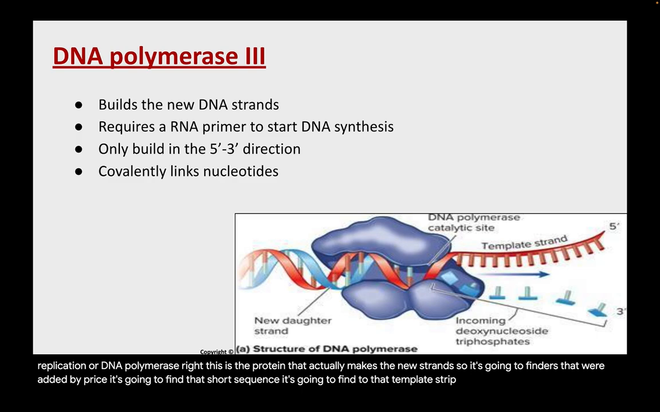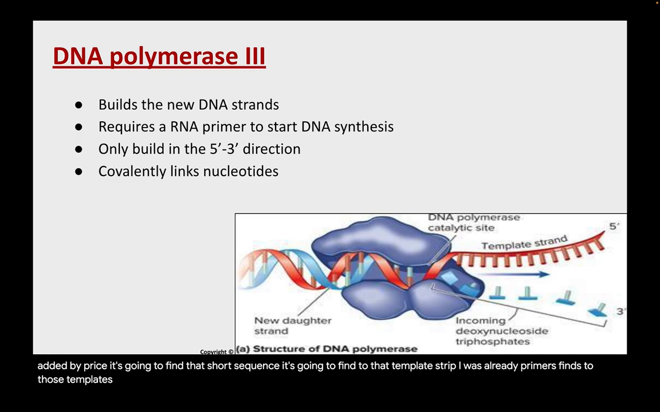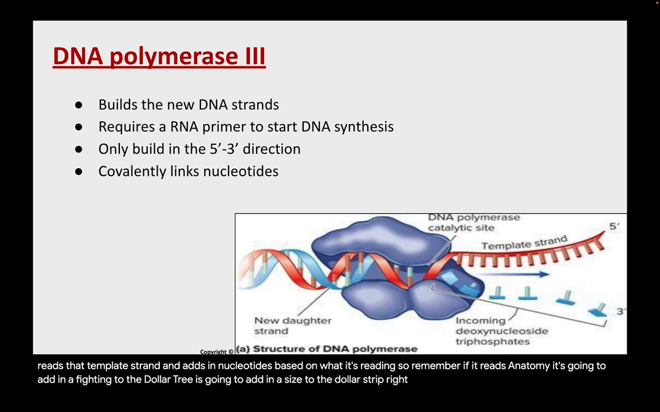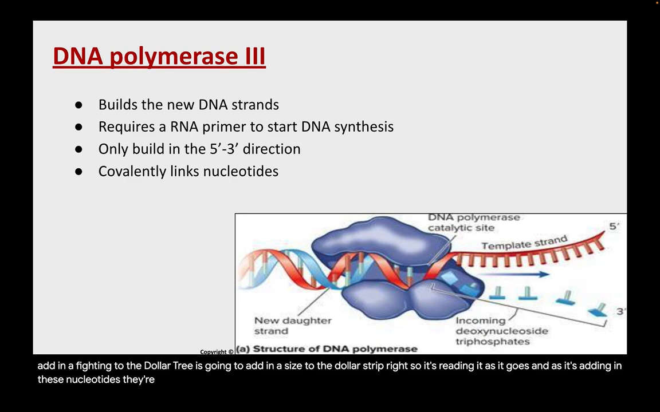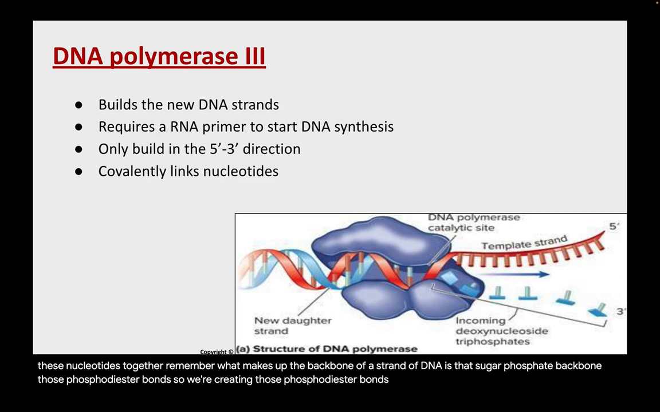So it has to find those RNA primers, it binds to those template strands, and then it reads that template strand, right, and adds in nucleotides based on what it's reading. So remember, if it reads an adenine, it's going to add in a thymine to the daughter strand. Guanine, it's going to add in a cytosine to the daughter strand, right? So it's reading as it goes, and as it's adding in these nucleotides, they're covalently being bonded together. Remember, what makes up the backbone of a strand of DNA is that sugar phosphate backbone, right? Those phosphodiester bonds. So we're creating those phosphodiester bonds as it reads the template strand.